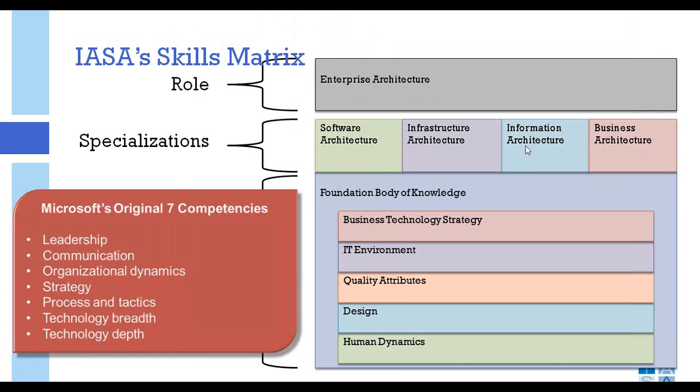And if you look at the Microsoft's original 7 competences, we have the leadership, the communication, or the strategy which goes towards BTS. Then we have process and tactics which go into the design. We have technology breadth, depth, and organizational dynamics going into the IT environment. So most of these things have a match between the original 7 competences of Microsoft and the foundation body of knowledge. And that's how we are trying to map towards an ISA methodology which covers the 5 pillars.